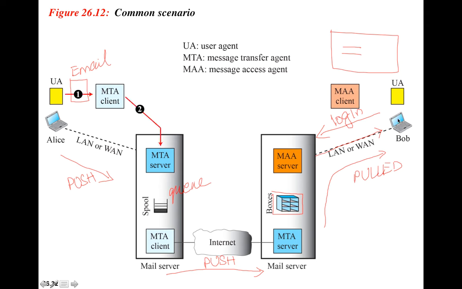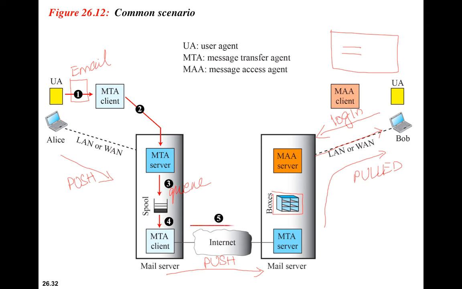So these are the steps shown. We're going from the user agent installed in Alice's computer. Using the MTA client, the email is pushed onto the MTA server. It is then stored in the queue for a short while, and the messages are then sent out.